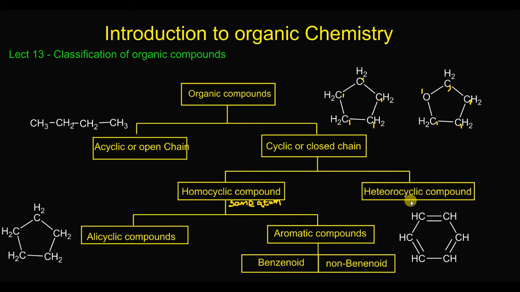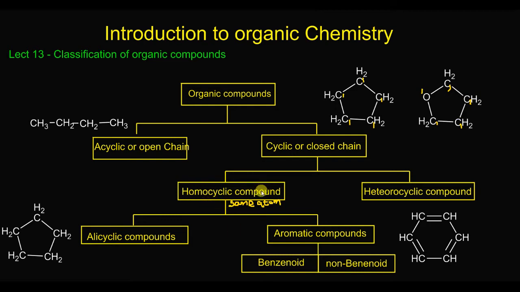Okay, closed ring. For the heterocyclic, they are made up of what? Different atoms within the ring. They are made up of different atoms within the ring. So you can have carbon, oxygen all mixed together within the ring. It forms part of the ring, it is not outside. That's what we call heterocyclic.